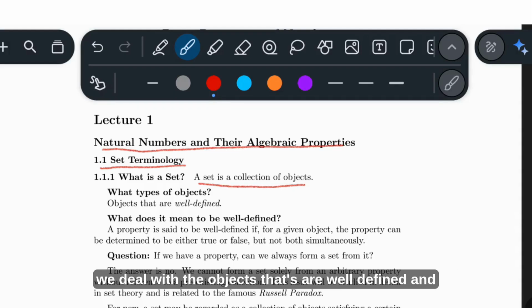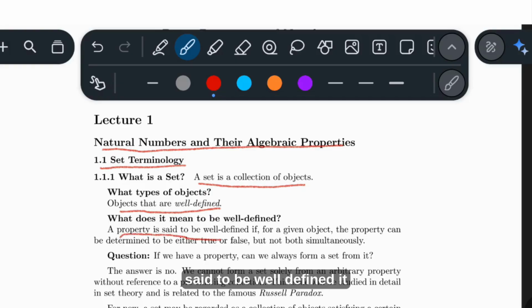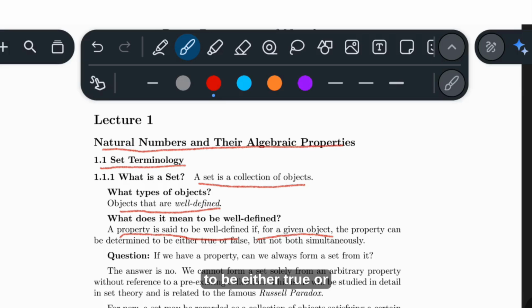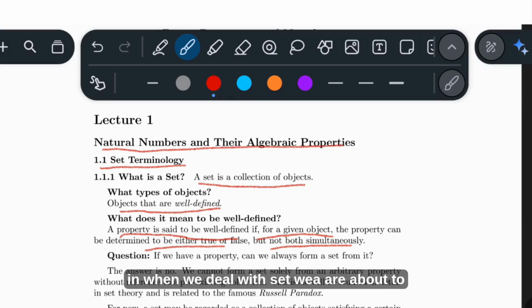In mathematics, we deal with objects that are well defined. And what does it mean by well defined? A property is said to be well defined if, for the given object, the property can be determined to be either true or false, but not simultaneously. So when we deal with sets, we are concerned with properties that are either true or false, not both simultaneously.